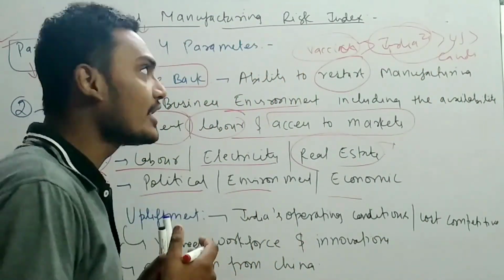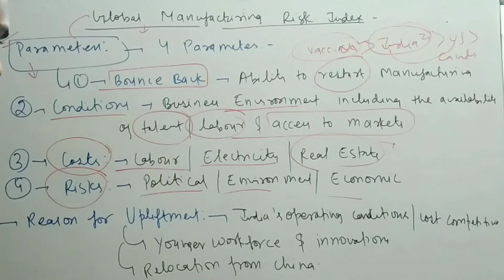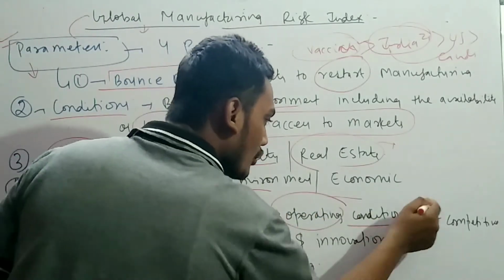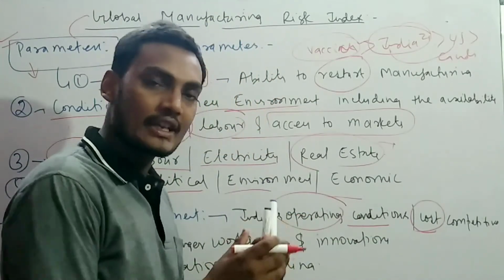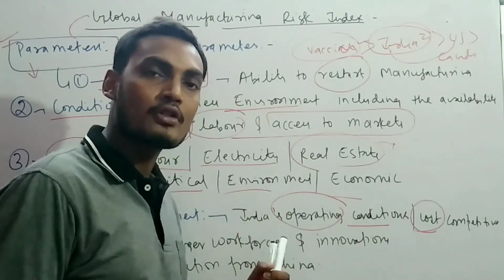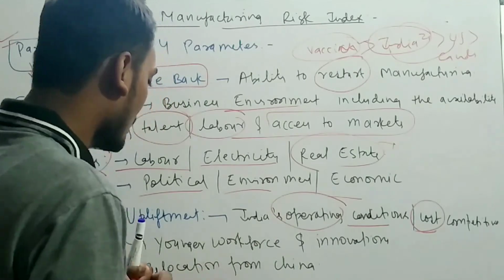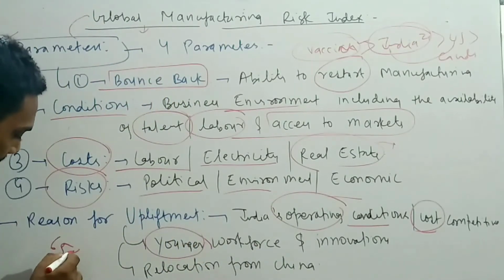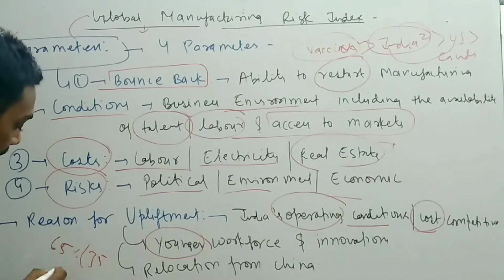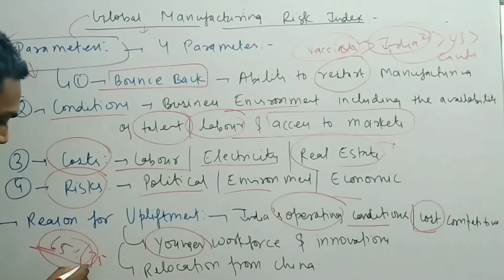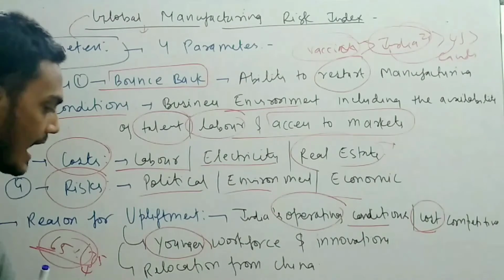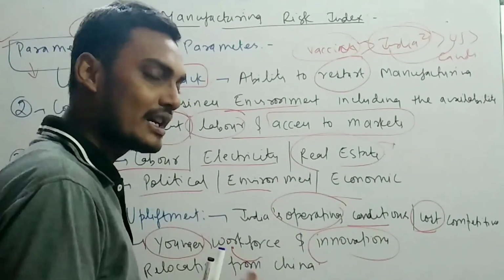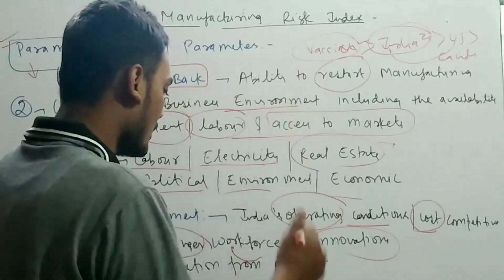So what are the reasons given by the Global Manufacturing Risk Index? First is India's operating conditions and cost competitiveness. As you know, the government is day by day focusing on competitiveness, and that is one reason. Another is the younger workforce. As you know, 65% of the population is below 35 years of age, and that means a younger workforce with innovation. Young talent gives innovation in manufacturing.